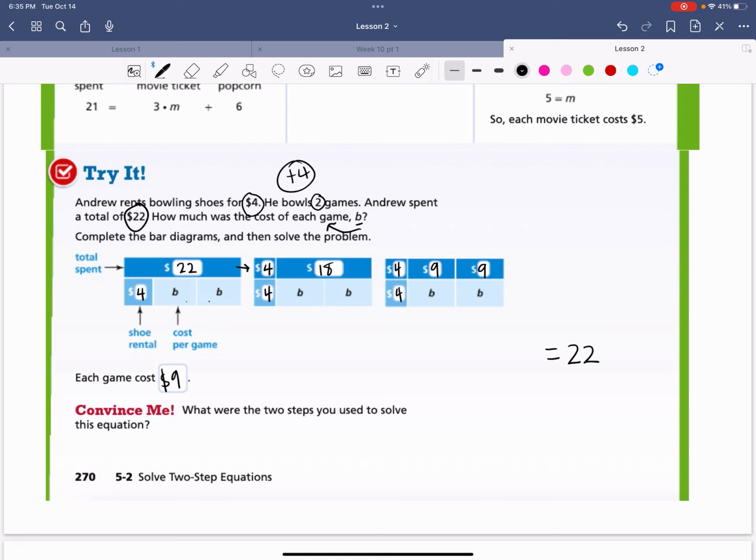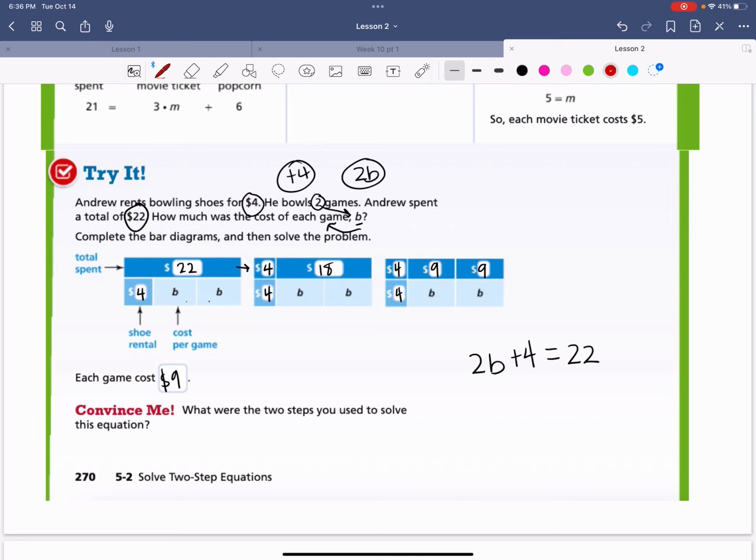And then he bowls 2 games. The cost per each game, that means 2 and B would be multiplied. So 2B. Here are my 2 terms. I need to put them into my equation down here. So 2B plus the $4 for the shoes.